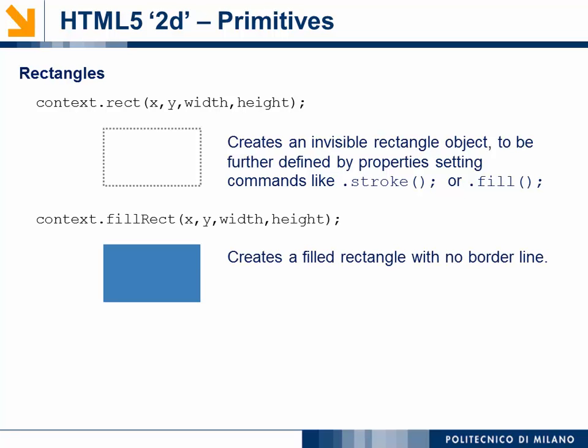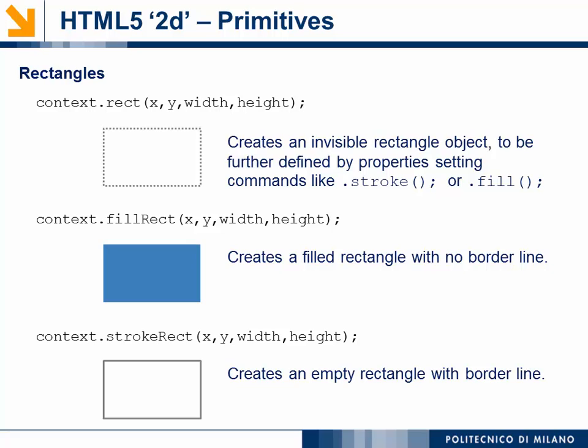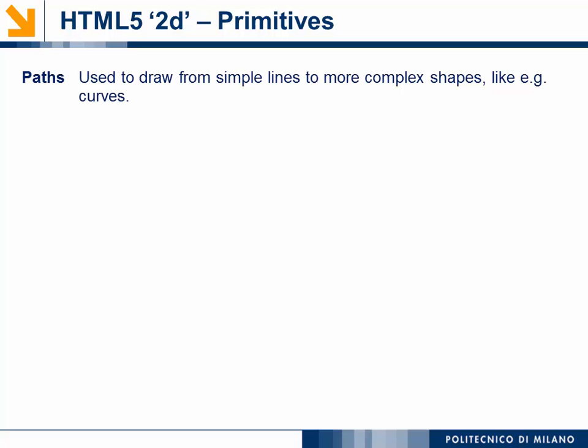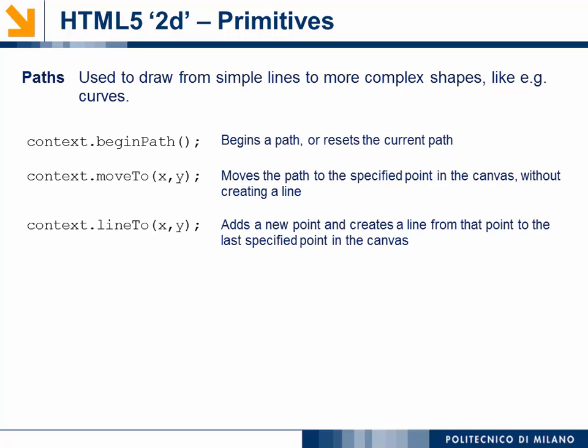Fill is the same thing, but there is a color filling the rectangle, and just a border line is empty. The difference is the first one can be later on filled or stroked differently on the border. The other one is just the stroke. Paths, on the other hand, are something quite similar.